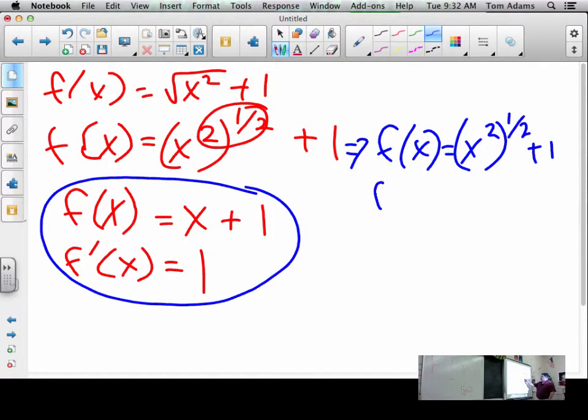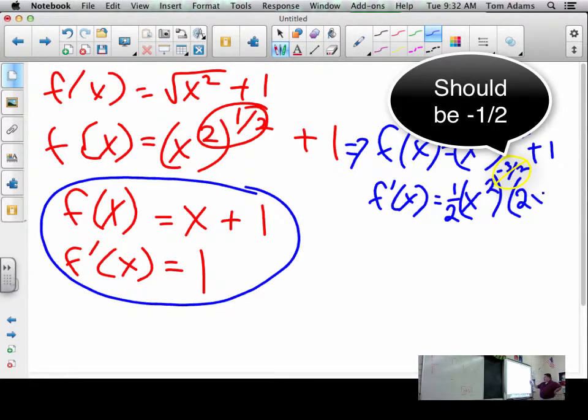So I would get f prime of x would be equal to, toss the 1/2 to the front, right? Then I would have the stuff on the inside, which is x squared, times the derivative. Wait, it's the x squared raised to the -3/2, right? Then you tack on the derivative. That's one way to do it, right? Yes, quickly. Now, is this valid or invalid? Invalid. No, it's valid.